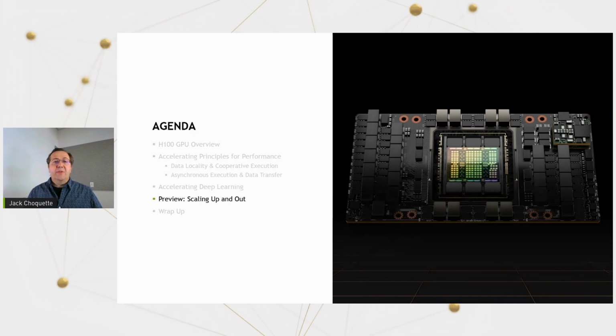The Hopper GPU was designed with the rest of the system in mind, with direct support for tight integration with other system components and the ability to scale up and out. I'll give you a little bit of a preview of some of the integration and scaling capabilities of the Hopper GPU. You'll find a lot more details in upcoming Hot Chips talks.